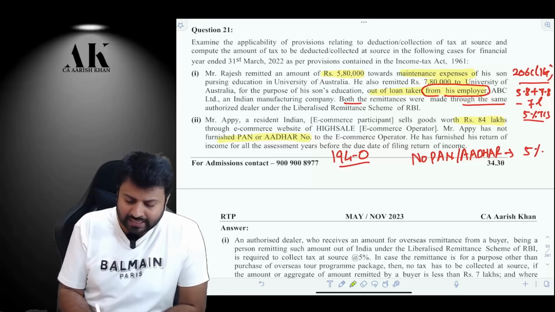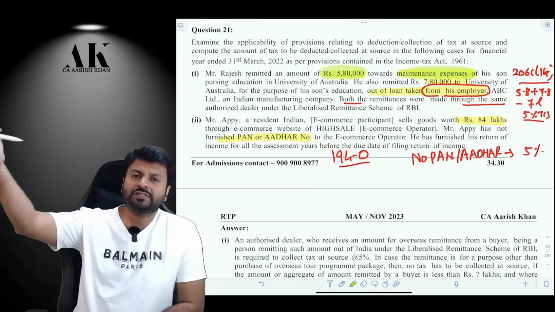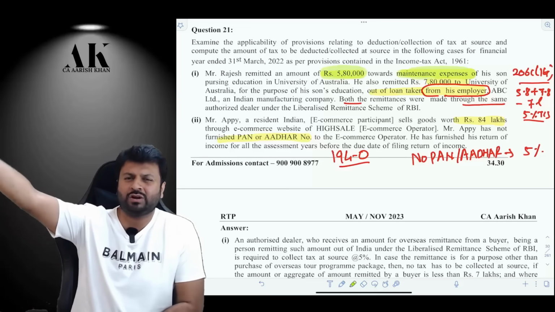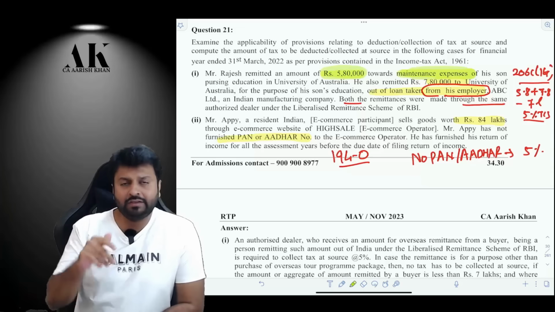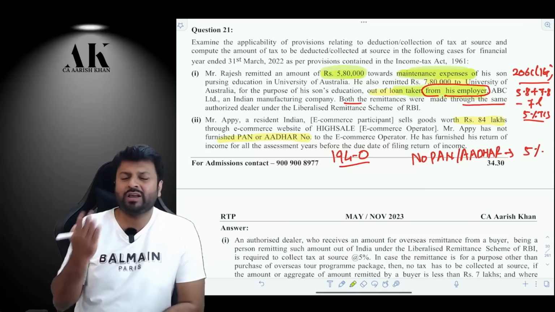The first part says that the assessee is remitting 5,80,000 outside India for maintenance expenses of his son, because his son is doing some education outside India in some university. So on that, he will be liable for what? TCS. Okay. Apart from that, he has also taken a loan from his employer. That is a mistake he has done.